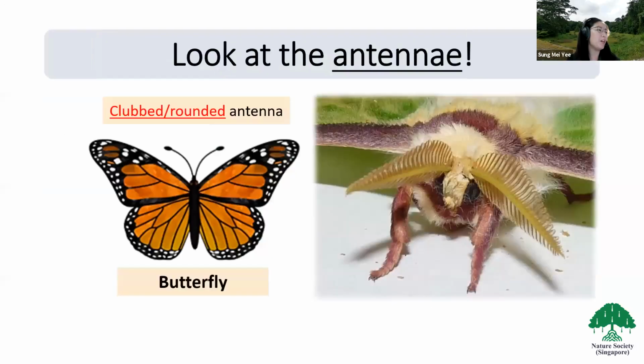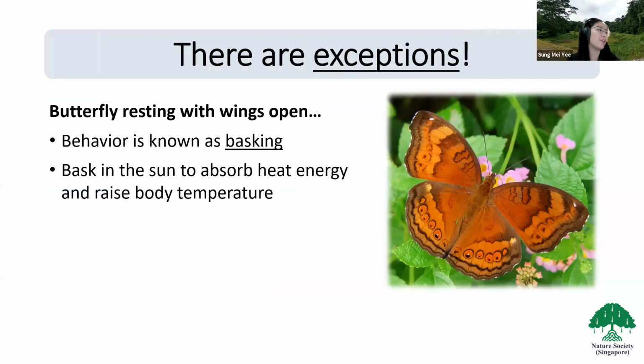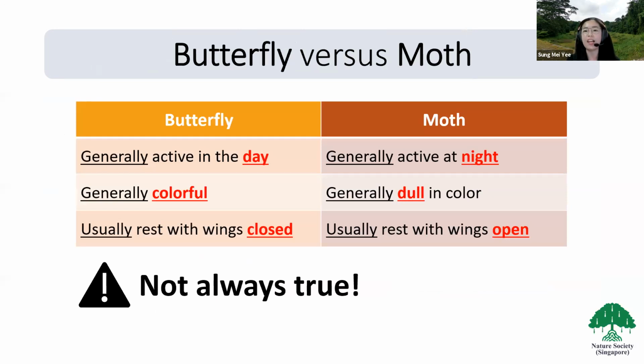So how do we tell apart moths and butterflies? That's a very good question because they look very alike, right? People often confuse, is it a butterfly or is it a moth? These are some general statements that people like to use. A butterfly is active in the day, colorful, and rests with its wings closed, while a moth is active at night, dull in color, and rests with its wings open. But these are just general statements. They are not always true.